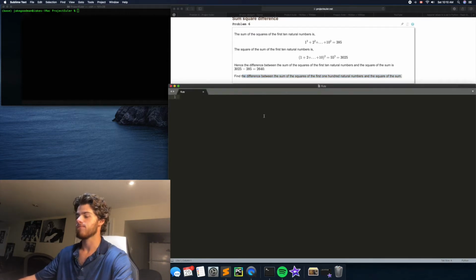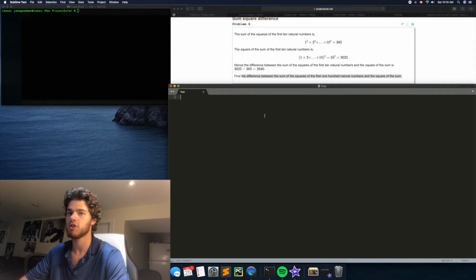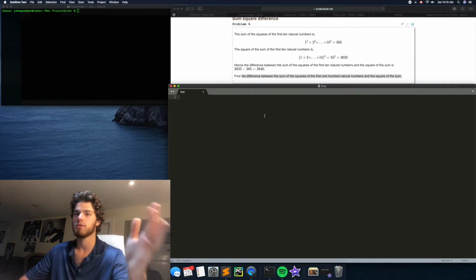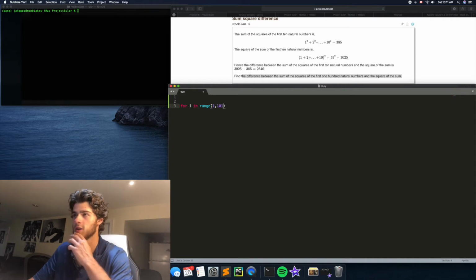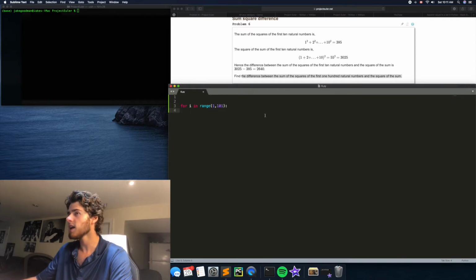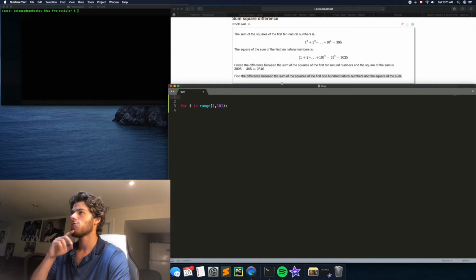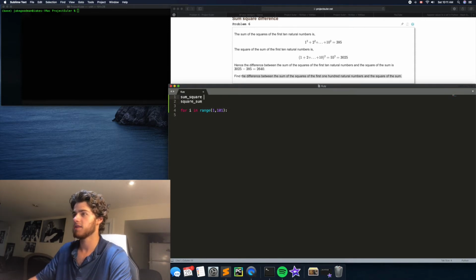the sum. Okay, so the way I'm going to solve this problem is just by doing it, just by looping through all the numbers from 1 to 100 and actually calculating this number. No special tricks or anything. So the loop will be for i in range 1 to 101 to include 100. And then we'll need two variables, one for the sum of the squares, one for the square of the sum. I'll just say sum square and square sum. Okay, so they're both set to 0 to begin with.